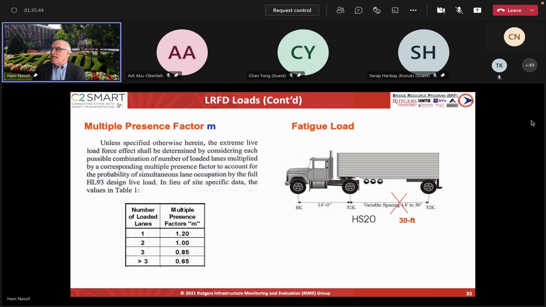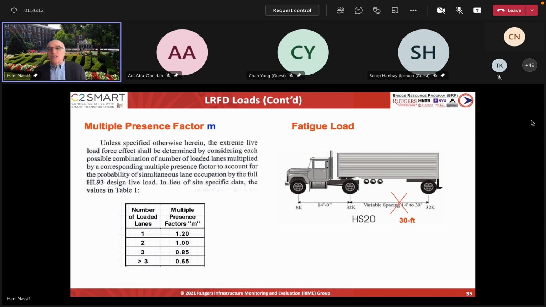Now this is in 1 lane. What happens if you are loading multiple lanes? Well, this is what we call multiple presence factor. That depends. In the past, in the LFD, for 1 lane, they had it 1. For 2 lanes, they had it 1. But for 3 lanes, they had it 0.85. And for more, I think, 0.85.